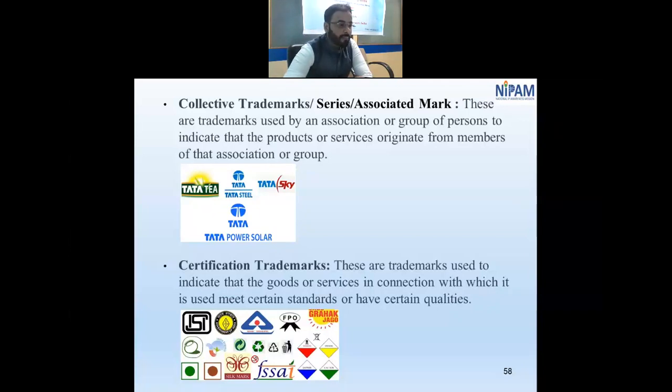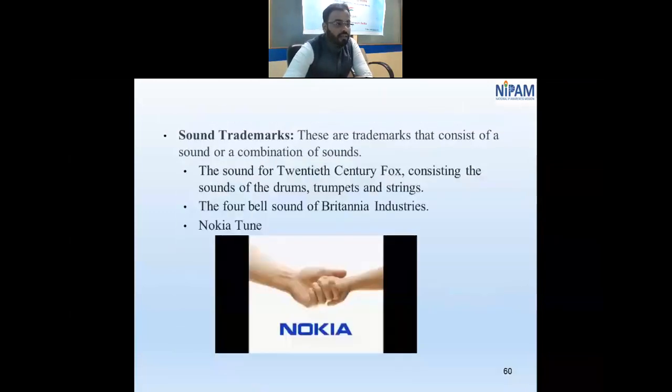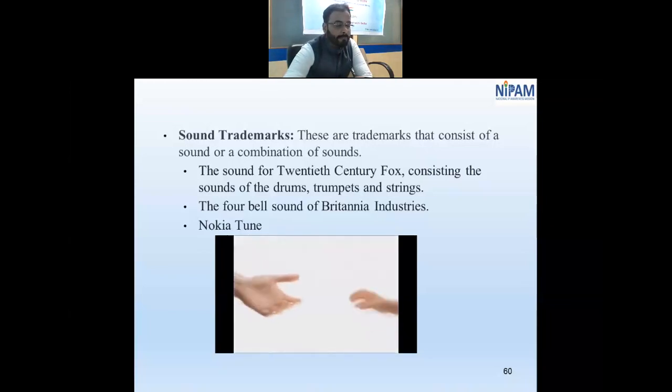the green and brown color dot which are found on vegetarian and other products. They also come under certification trademark. The shape trademark, the Cadbury Kit Kat trademark, or the color trademark of purple color, which is of Cadbury. All these are different shape and color trademarks. The sound trademark, the 20th Century Fox or the drum and trumpets, which you find in various Hollywood movies, the sound of Britannia Industries or the Nokia tune, all those things are sound trademarks.